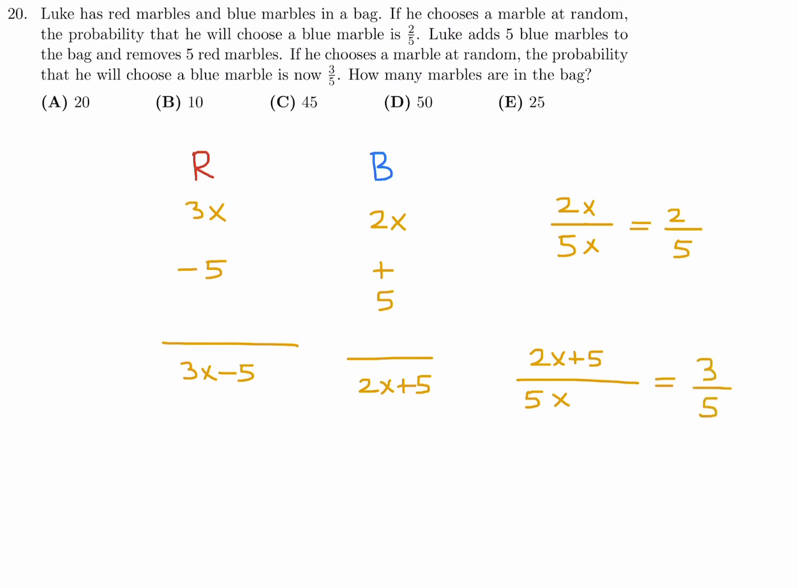So we have to now solve for x. Cross multiply and you get 15x is equal to 10x plus 25. And therefore this is 5x is equal to 25. And therefore x is equal to 5.